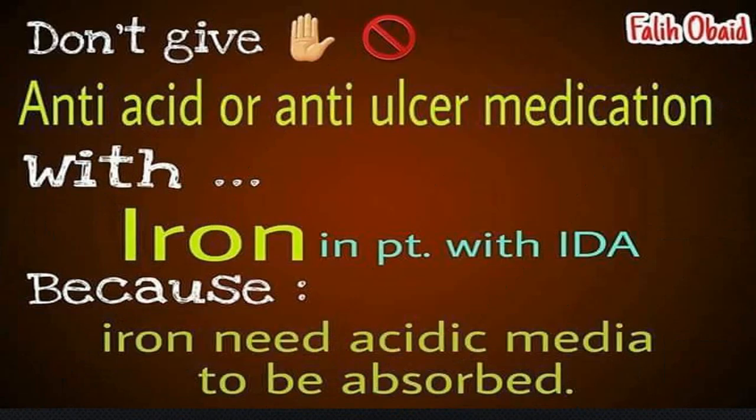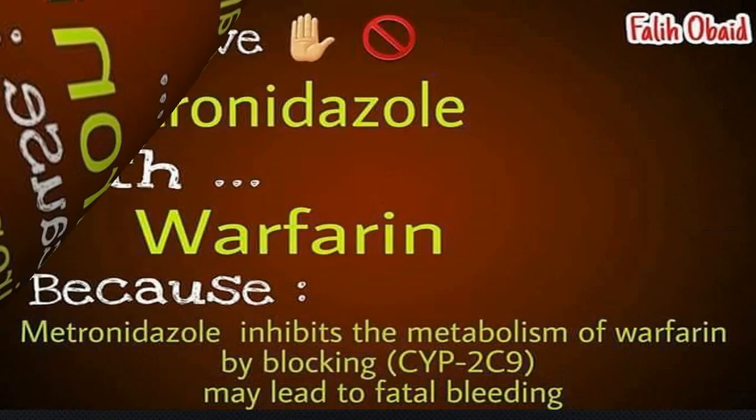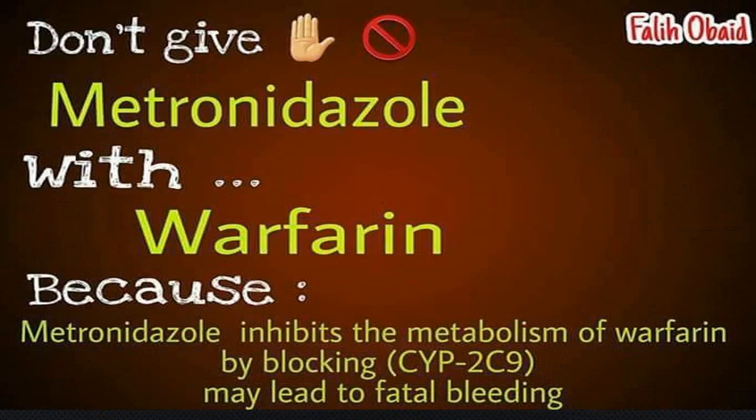The next combination is: don't give antacids or anti-ulcer medication like omeprazole with iron. What is the reason behind it? Iron needs an acidic medium to be absorbed, and we already inhibit the acid with omeprazole. The next combination is: don't give metronidazole with warfarin. Metronidazole is an anti-amoebic antibiotic with different uses, and warfarin is an anticoagulant drug. Metronidazole inhibits the metabolism of warfarin by blocking its enzymes, so it will lead to fatal bleeding. So always avoid this combination.